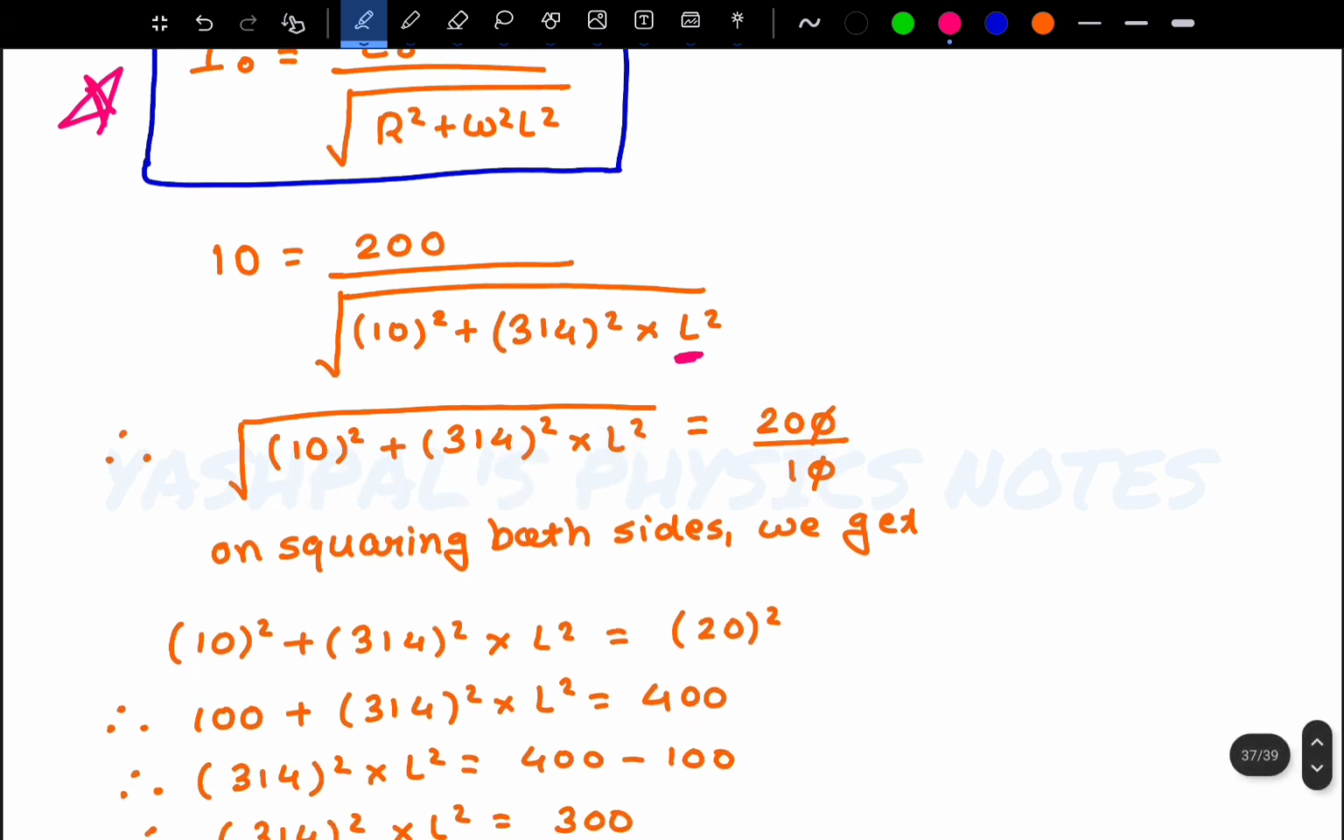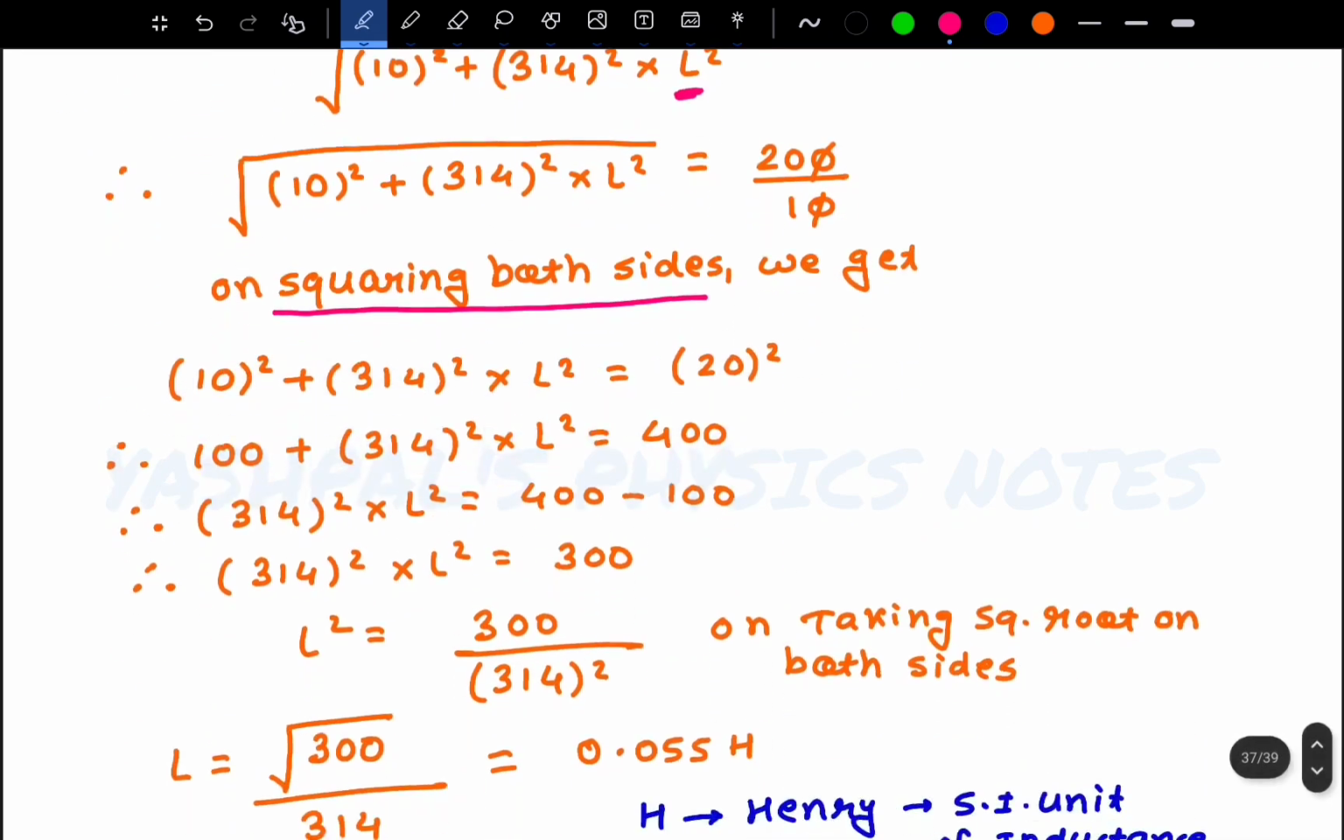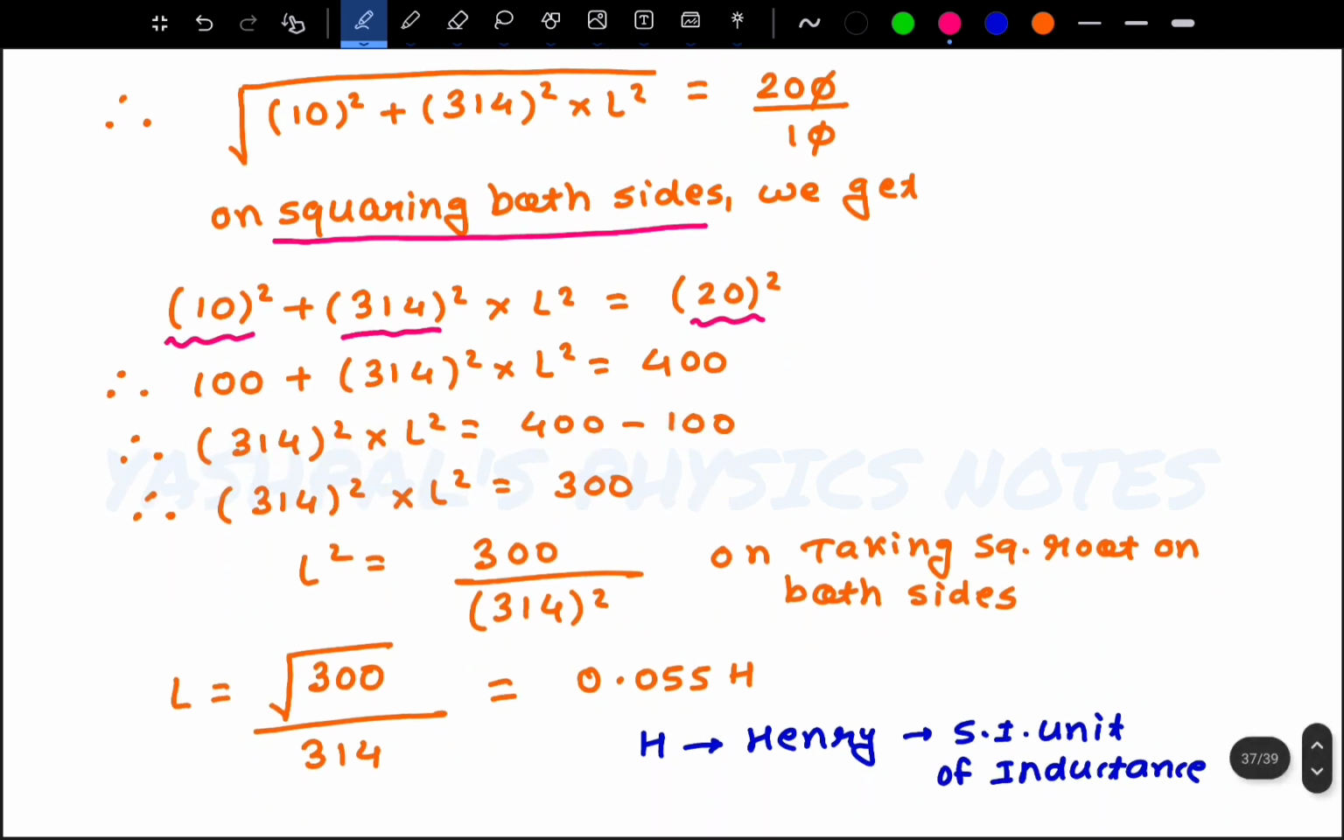Then in the next step, we have to find the value of this L. So our next step should be to remove this square bracket. We have written on squaring both sides. Now on squaring both sides, you might come across this whole term, 314 whole square. No need to write the whole square value. Just simply write the value of 10 square and 20 square, and subtract these values. Then you will get L square is equal to 300 upon 314 whole square.